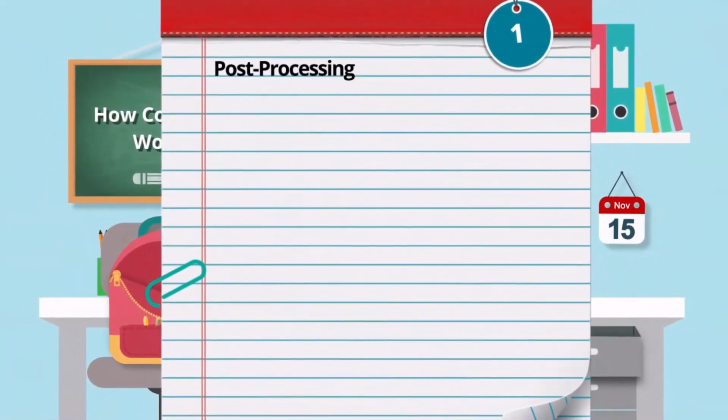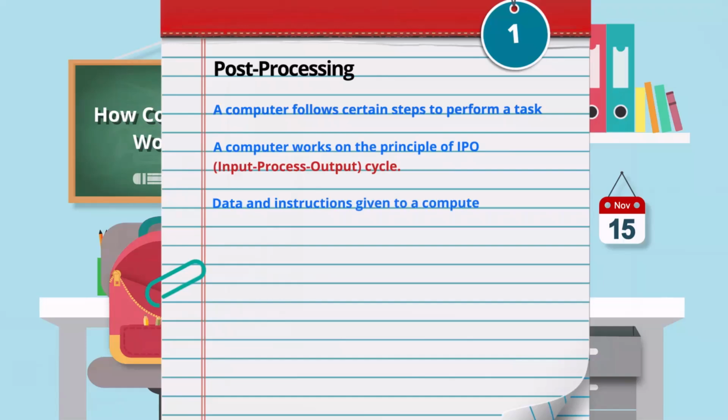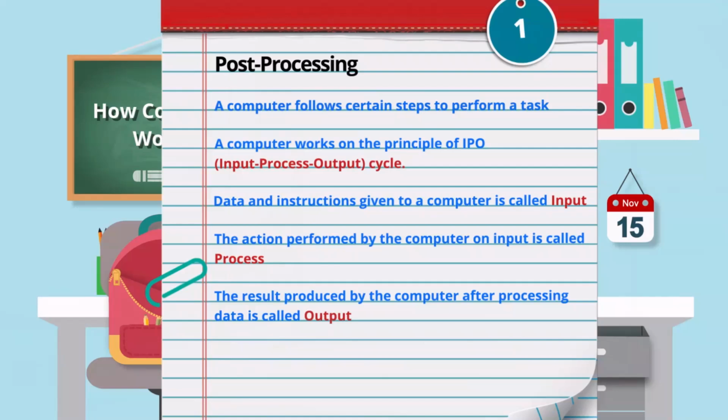Post-processing. A computer follows certain steps to perform a task. A computer works on the principle of IPO, Input, Process, Output Cycle. Data and instructions given to a computer is called input. The action performed by the computer on input is called process. The result produced by the computer after processing data is called output. The CPU is made of control unit, ALU, and memory unit.